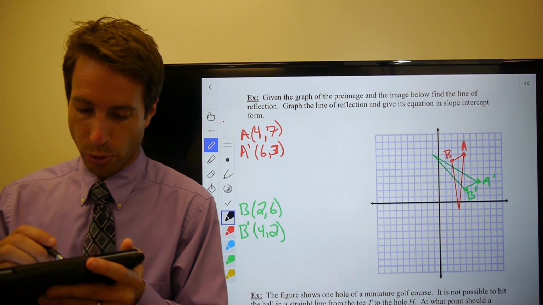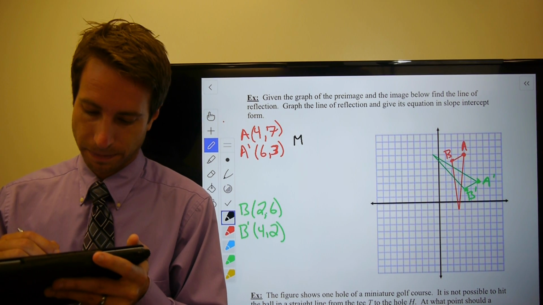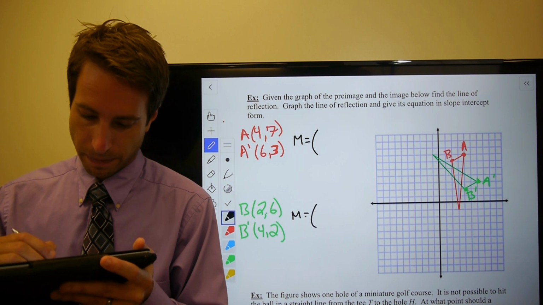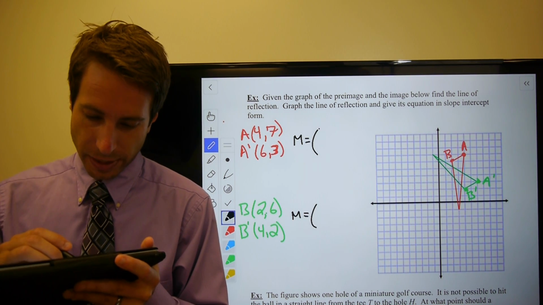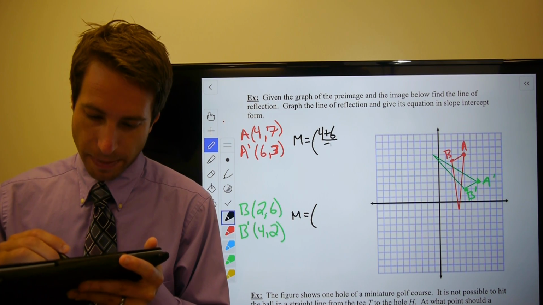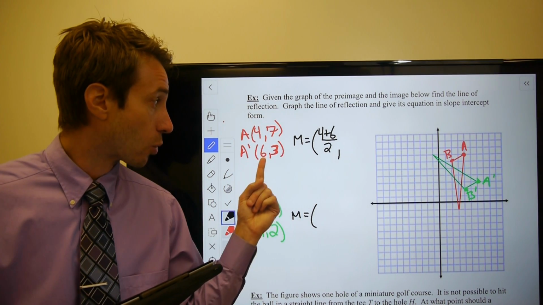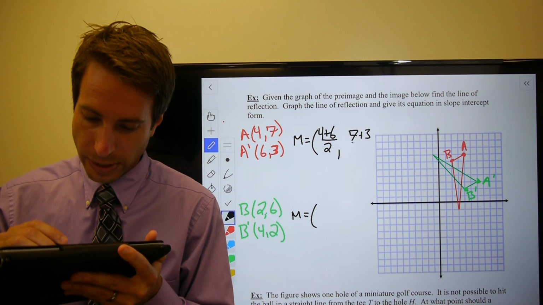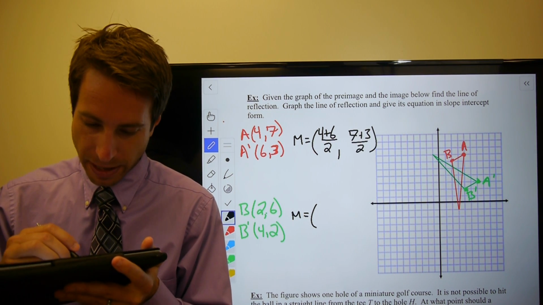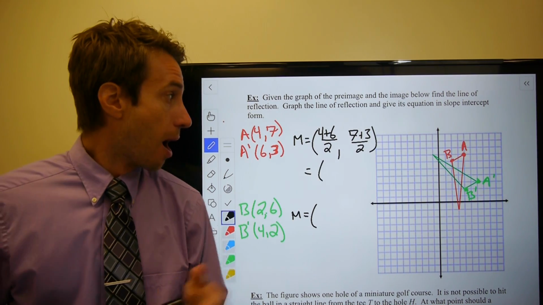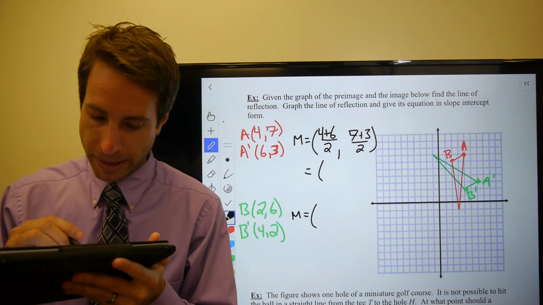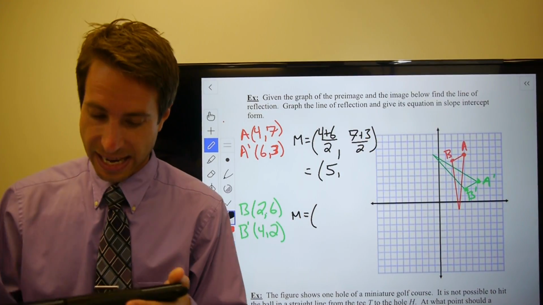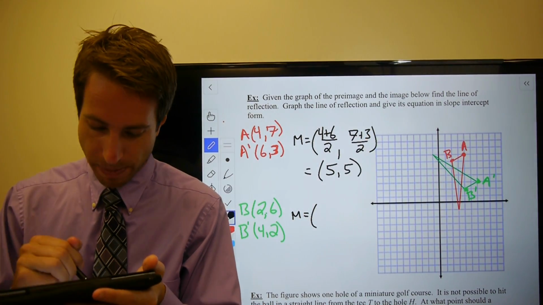Let's go ahead and find our midpoint. So what we're going to wind up with is 4 plus 6 divided by 2. That's going to be my x-coordinate. 7 plus 3 divided by 2 is going to be my y-coordinate. Let's see what we wind up with. 4 and 6 is 10. 10 divided by 2 is 5. 7 and 3 is 10. 10 divided by 2 is 5. I wind up at 5, 5.